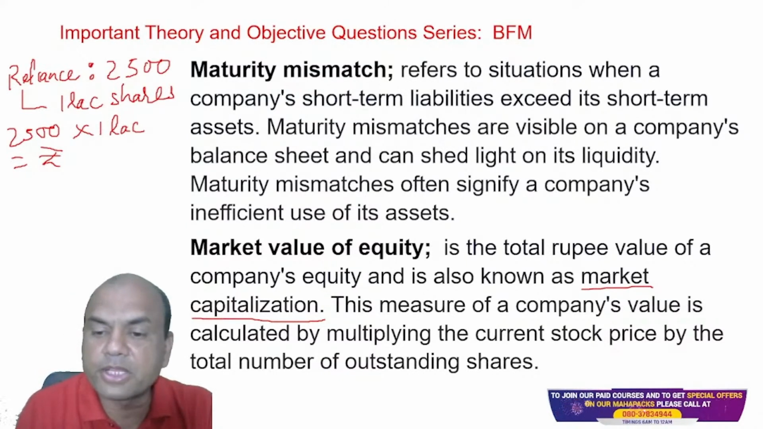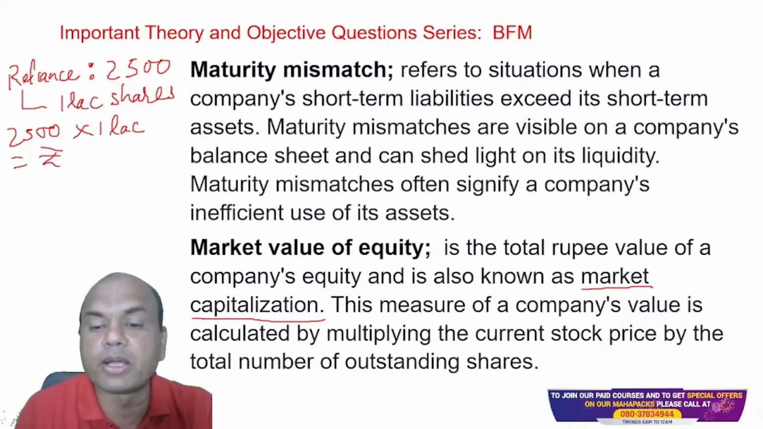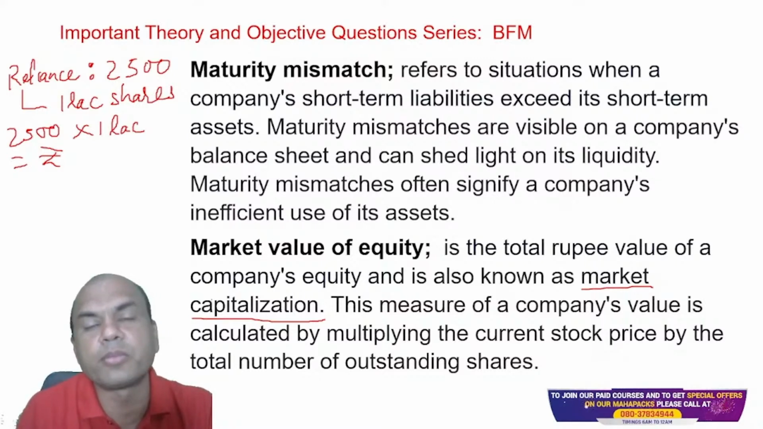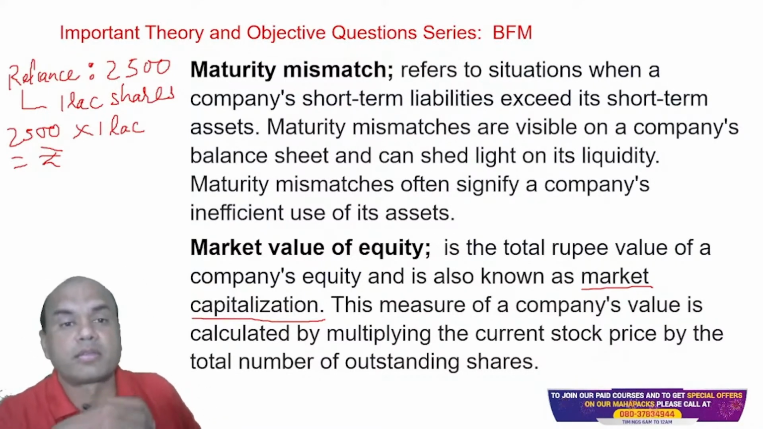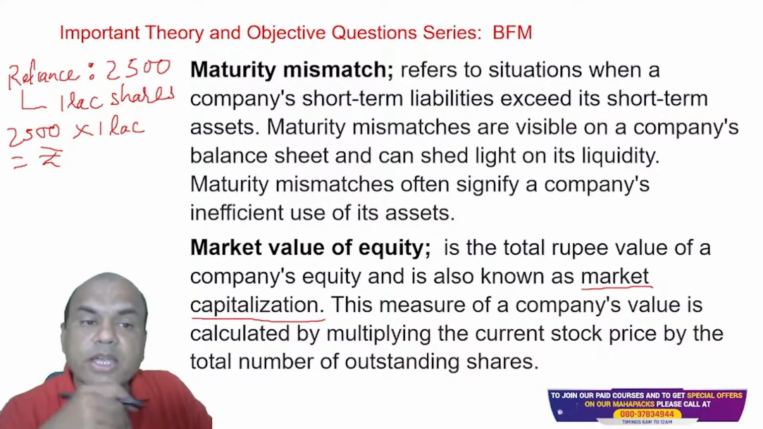The measure of a company's value is calculated by multiplying the current stock price by the total number of outstanding shares. See this, we have done the same thing: current market price into total number of outstanding shares. How many shares have been issued in the market? That is known as outstanding shares.